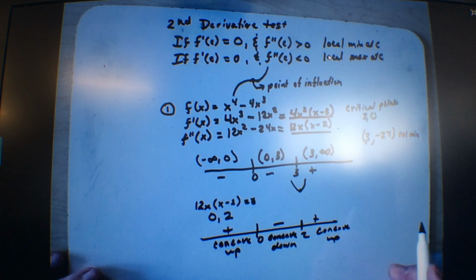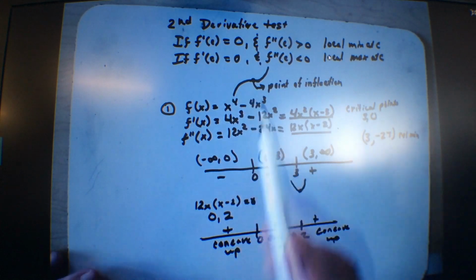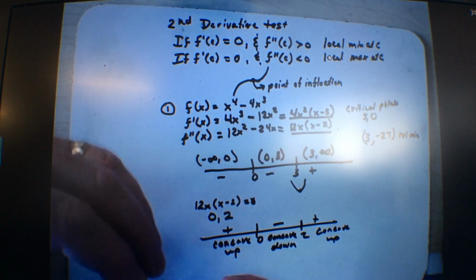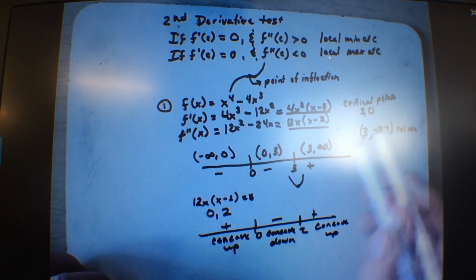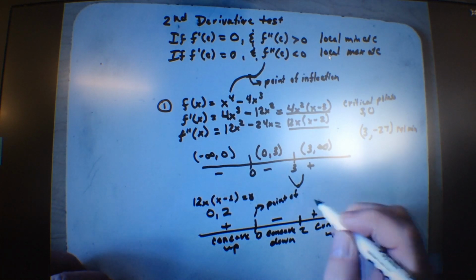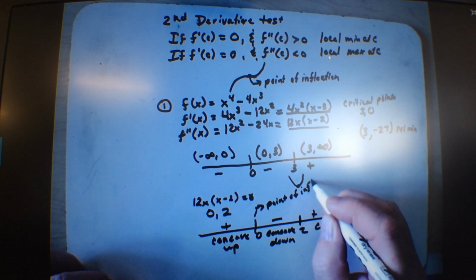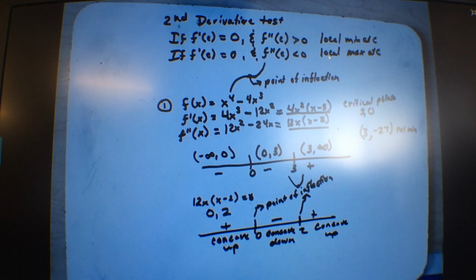Alright. So, look at this. We have a change from here to here, right? What did they tell us when the concavity switches from one to the other? What's this called? Alright, so 0 is a critical point, but it is a point of inflection, isn't it? What about 2? It is also a point of inflection. They're both points of inflection.